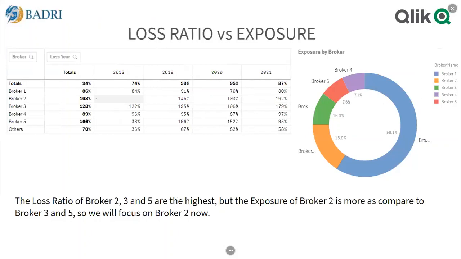The next visualization in front of you is the loss ratio versus exposure. As you can see, we have broken it down to each broker, and the loss ratio for broker 2, 3, and 5 are the highest. But the exposure of broker 2 is more as compared to broker number 3 and 5. So we will be focusing on broker number 2.